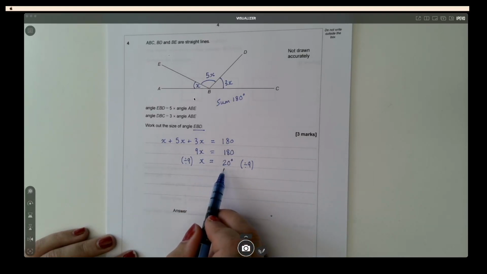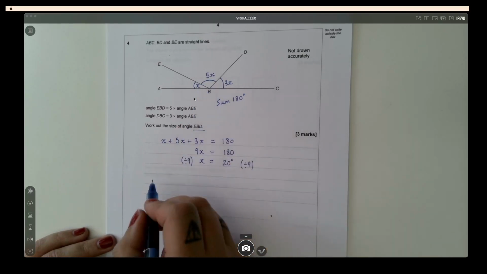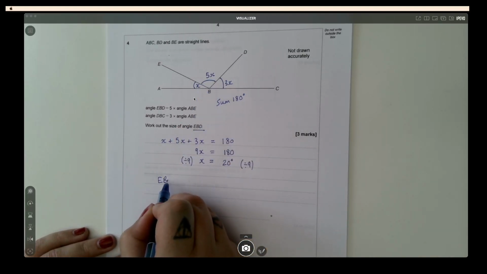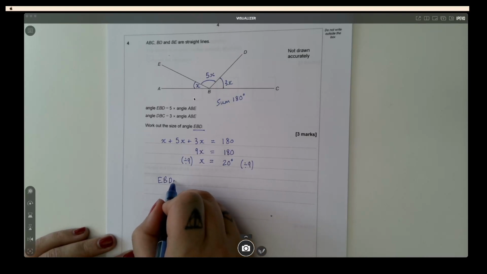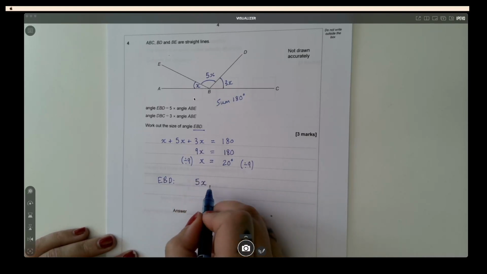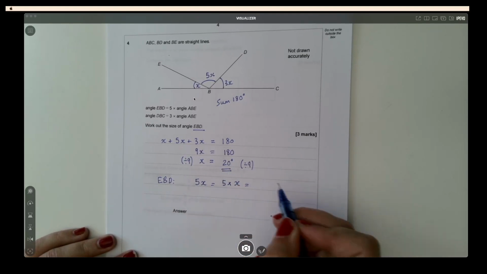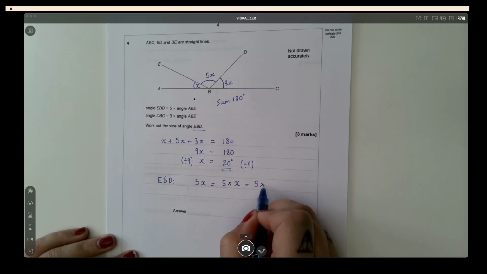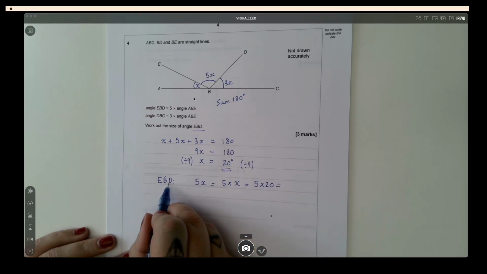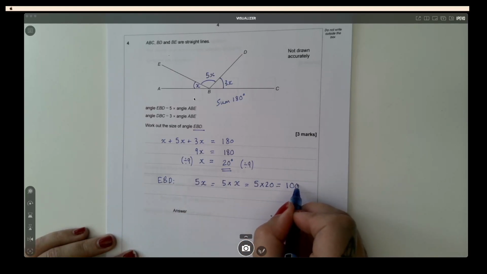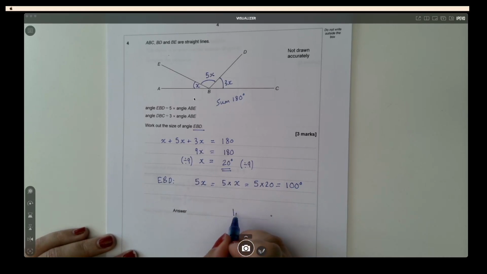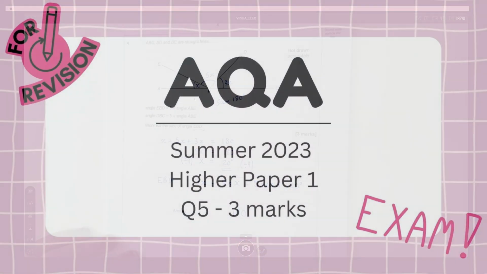Now that I know X is 20, I can substitute it into this expression for the angle EBD. So for angle EBD, we've got 5X, which is equal to 5 times X. We know X is 20, so 5 times 20 tells us that angle EBD is 100 degrees. And you're going to pop that on your answer line.